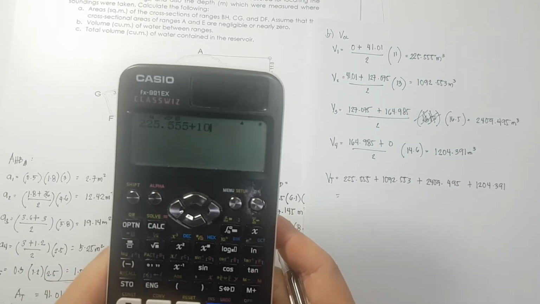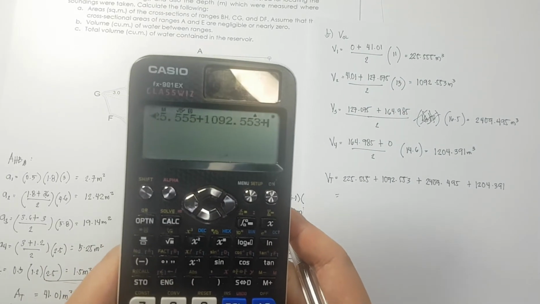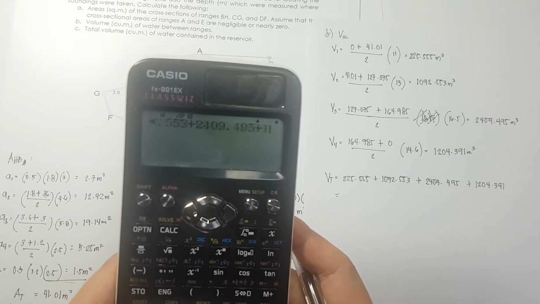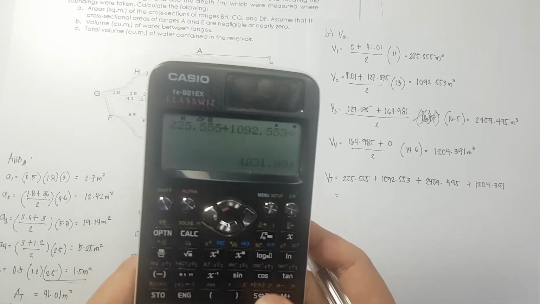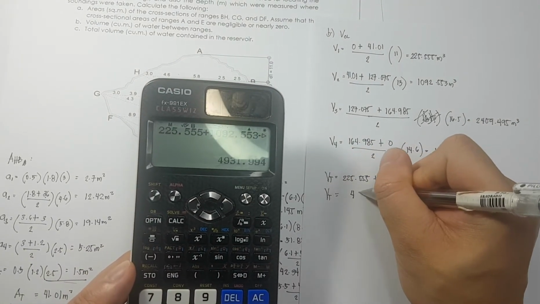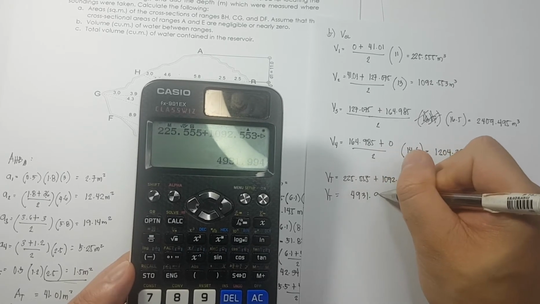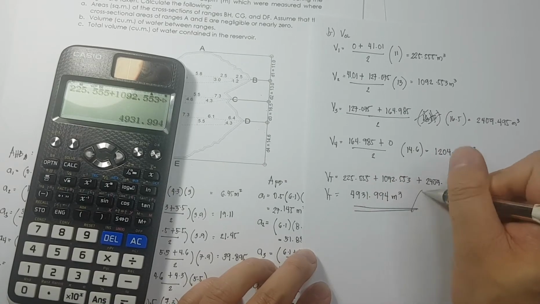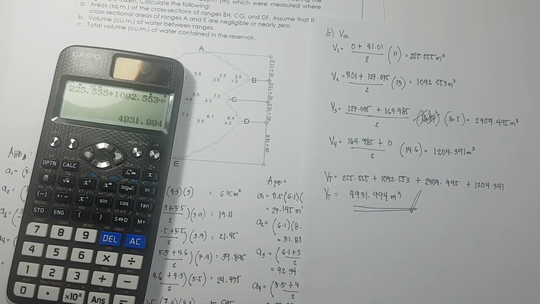225.555 plus 1092.553 plus 2409.495 plus 1204.391. And that is equivalent to 4,931.994 cubic meters. So that is the approximate value of the volume of the reservoir.